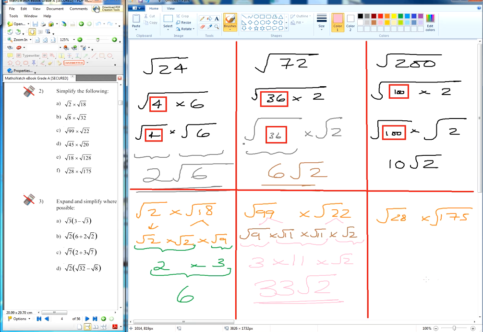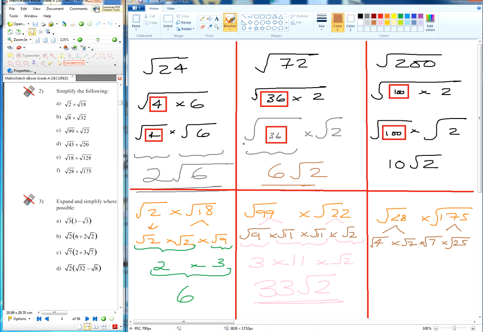Okay. So now we have root 28 times root 175. Now let's have a look. What goes inside root 28? 14. Okay, that won't help us. You've got to think about square numbers. 4 and 7, yeah? Okay, let's put the 4 here. So root 4 times root 7. Now in 175, how many 25s do you have in there? 7.